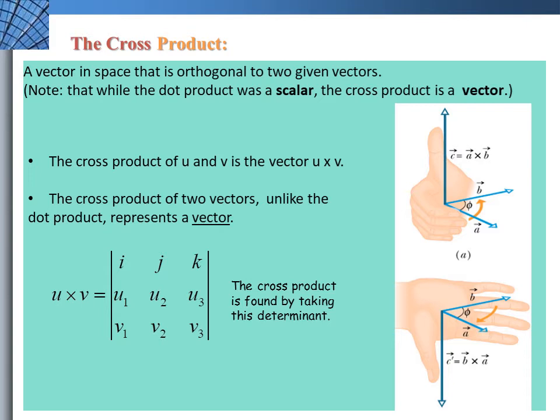Always the first row is i, j, k, and the second row is u1, u2, u3. We know that we represent u as u1 i plus u2 j plus u3 k, and v is v1 i plus v2 j plus v3 k. So we can write u cross v as the determinant of i, j, k, u1, u2, u3, and v1, v2, v3. This cross product is formed by taking this determinant.